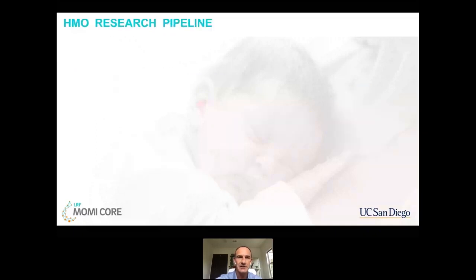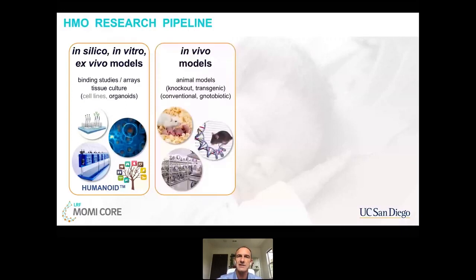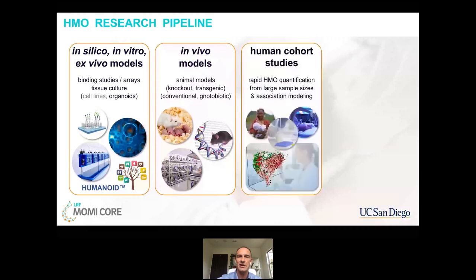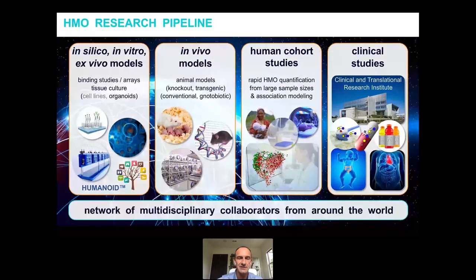How do we study human milk oligosaccharides? We use the entire bandwidth coming from in silico, in vitro, ex vivo models, then going to in vivo models, doing association studies on large cohorts, and then eventually doing intervention studies where we can test the effect of individual oligosaccharides or mixtures thereof. And all that is not just done in our center here at UCSD, but we really use a network of collaborators from around the world to answer all of these questions and use all of these aspects of the pipeline.